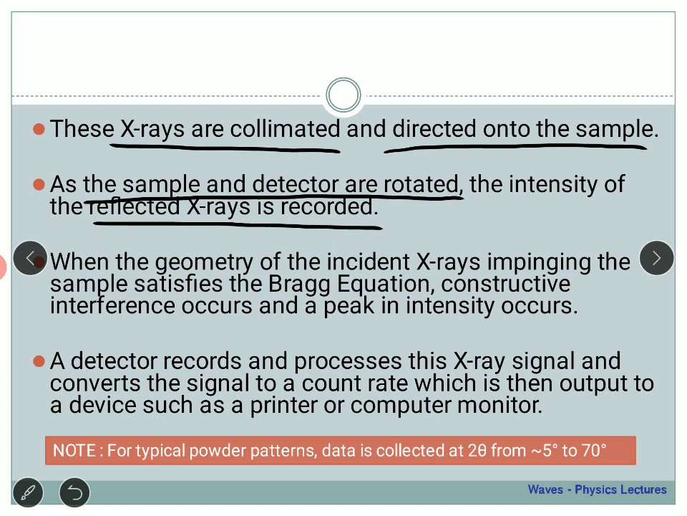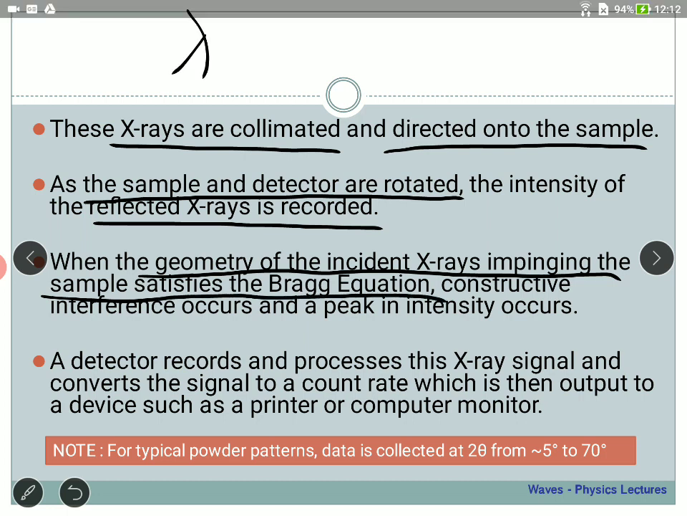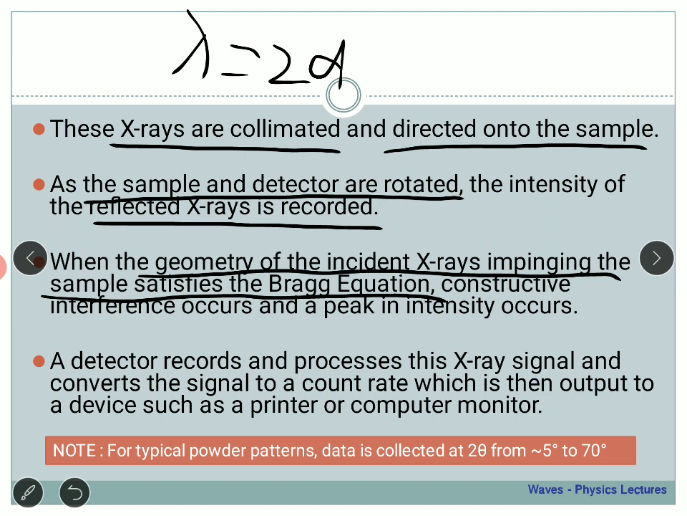Okay, so when the geometry of the incident X-rays impinging on the sample satisfies the Bragg's equation, so we remember our Bragg's equation. Okay, lambda is equal to 2d sin theta. Please never forget this, very important. We can find out a number of parameters from this particular equation. Okay, so d is the interplanar spacing, lambda is the incident wavelength, okay, and theta is the Bragg's angle, and so on. So when it satisfies this Bragg's equation, we will actually have a constructive interference.